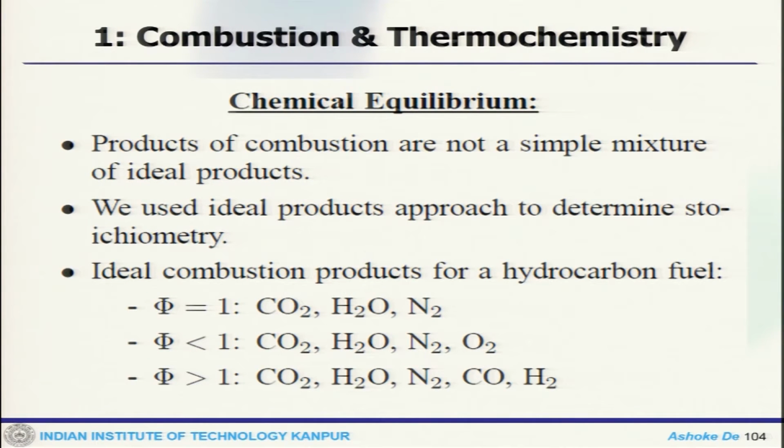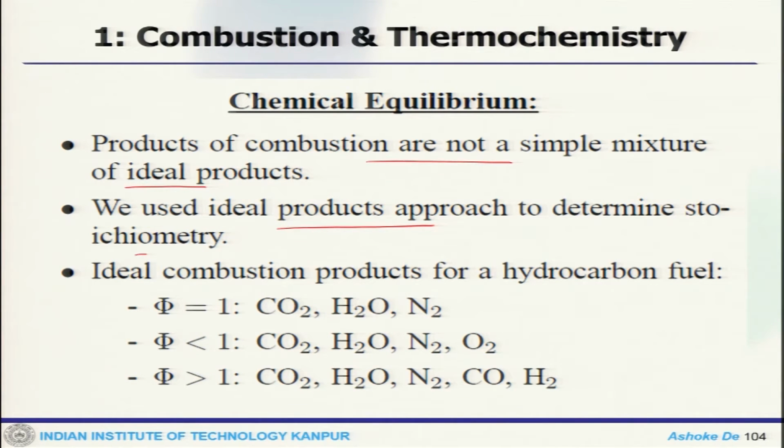Now, we move to chemical equilibrium. What one can note here is that what you get as a product of combustion is not a simple mixture of ideal products. So, we can use the standard ideal products approach to determine the stoichiometry. That means, for example, when methane is burning with air, you get CO2, H2O and excess nitrogen, and that is the standard ideal product that you use.